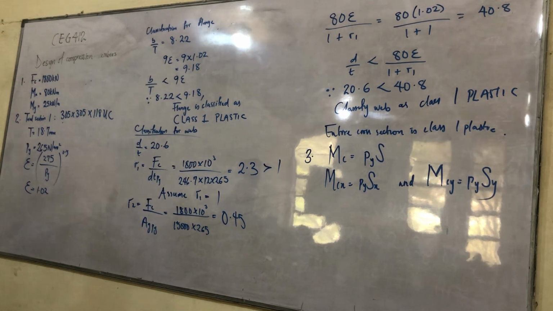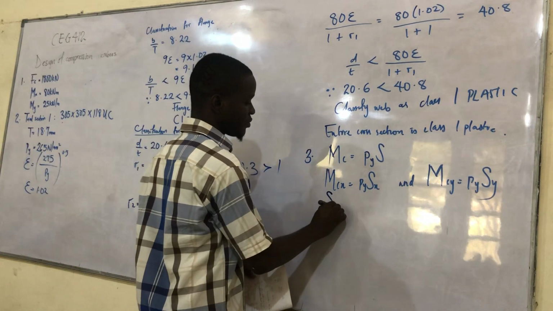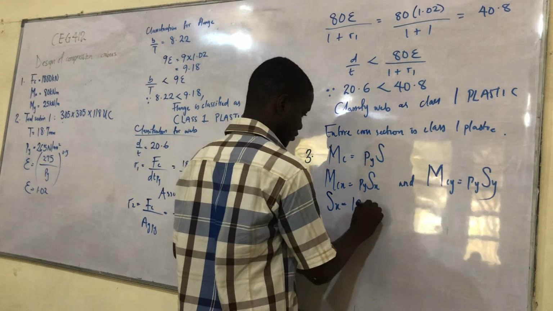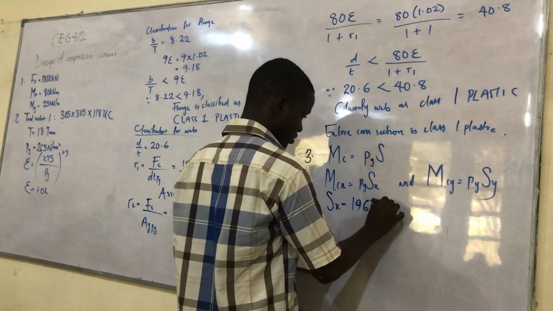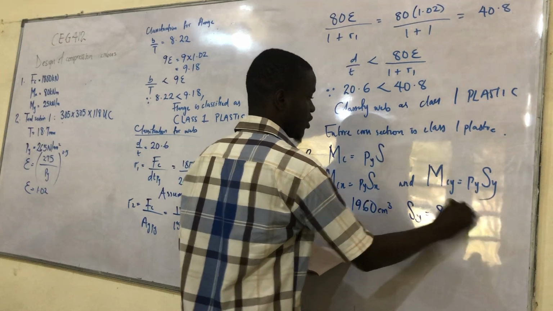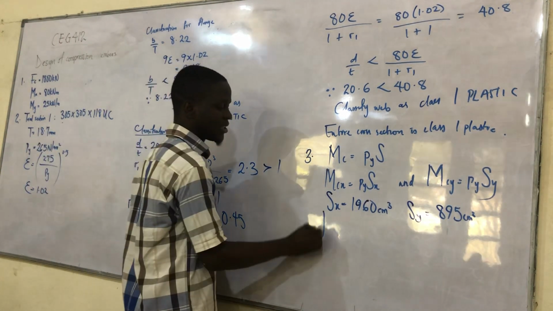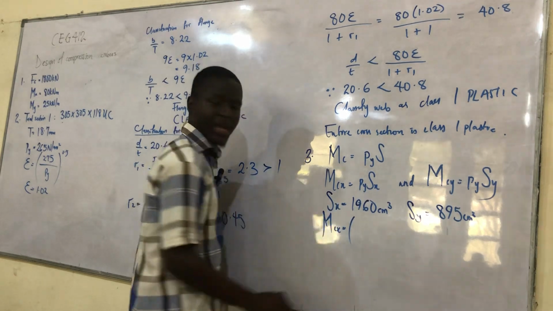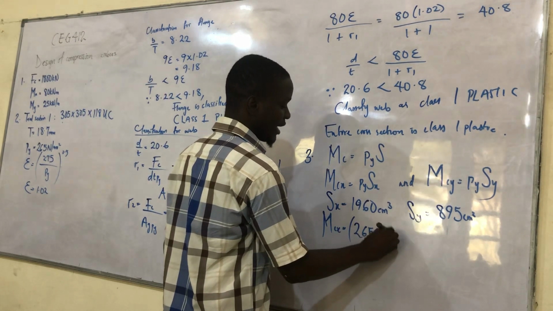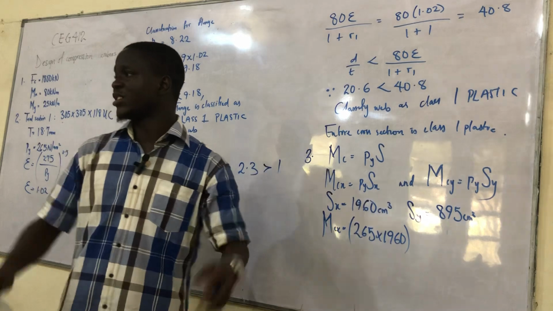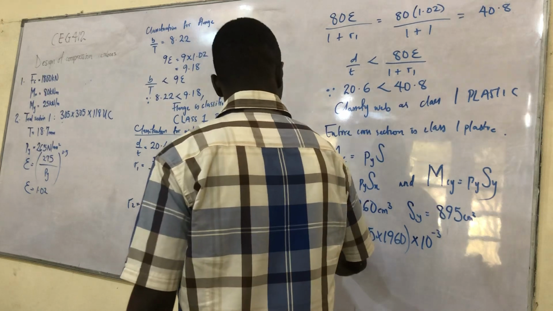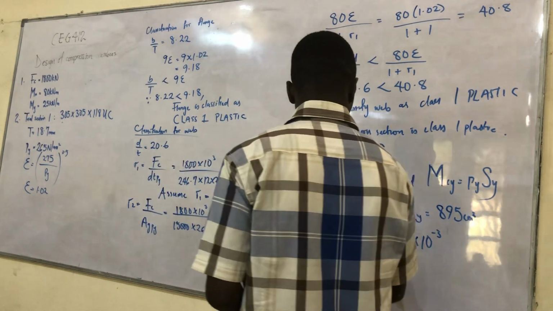First of all, what's your SX? 196. Okay. What's the unit? And your SY is what? Now, let's get our MC, our MCX. What's our PY? 265. 265 times 1960. And I said to turn all of this to kilonewton meter, just multiply outside times 10 power minus 3. MCX will give you 519.4 kilonewton meter.